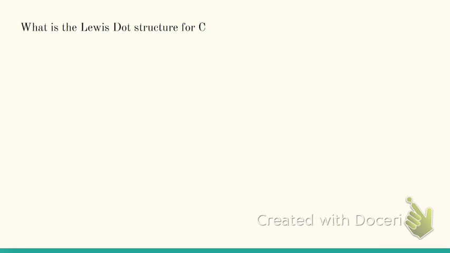All right, let's take a look at carbon. So we have our C. Carbon is in our column 14, so we're going to have 4 valence electrons. That means our 4 dots. We'll place our dots clockwise around our symbol. We have 4 of them. We are done.